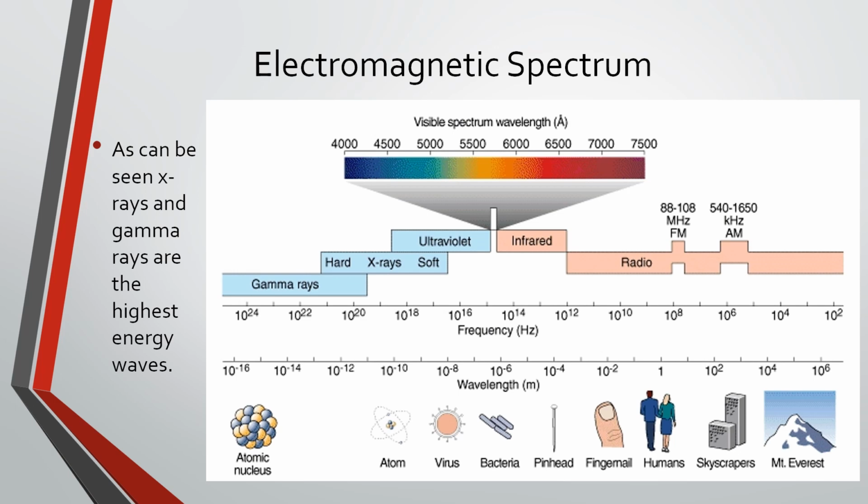The electromagnetic spectrum, we talked about that. As can be seen, the X-rays and gamma rays are the highest energy waves. As the frequency goes up, the energy goes up. As the wavelength shortens, as we can see here, it's getting shorter, a smaller number, the energy goes up as well. The visible spectrum, which is all the light that we see, is from about 400 to about 750 nanometers.